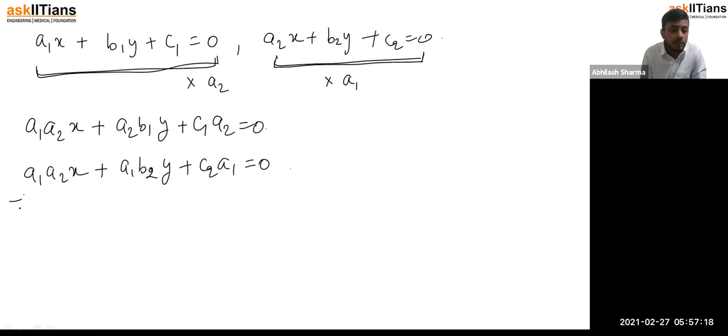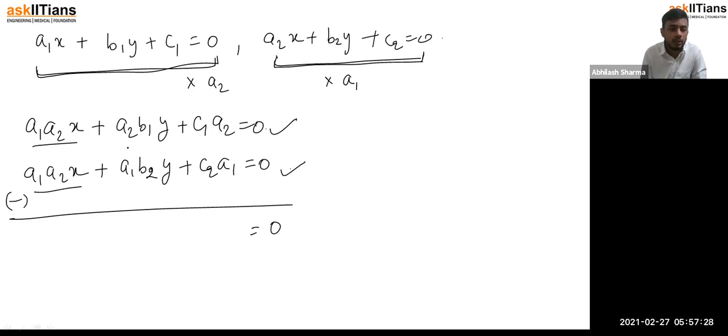Now, if we subtract, what's happening? If I subtract this equation from this equation, we will get 0 minus 0 is 0. Now, this and this will get cancelled, correct? And what about this? We will get A2B1y minus A1B2y plus C1A2 minus C2A1.